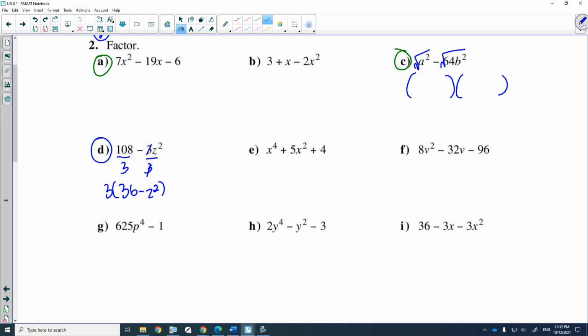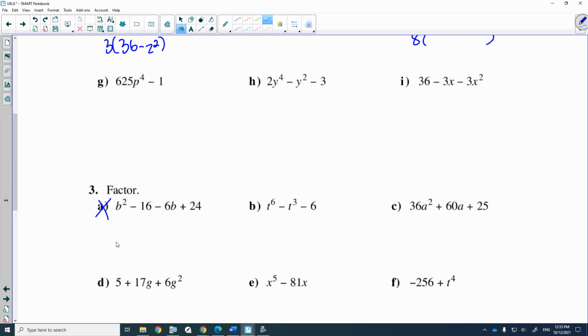F, I want you to circle. There's a GCF first. The GCF would actually be the 8. 32 is divisible by 8, as is 96. Once you take out that 8, would it be a PSA 1 or a PSA 2 question? It would be a PSA 1, because you're going to get a 1v squared. Okay, so that's all I want you to do for that.